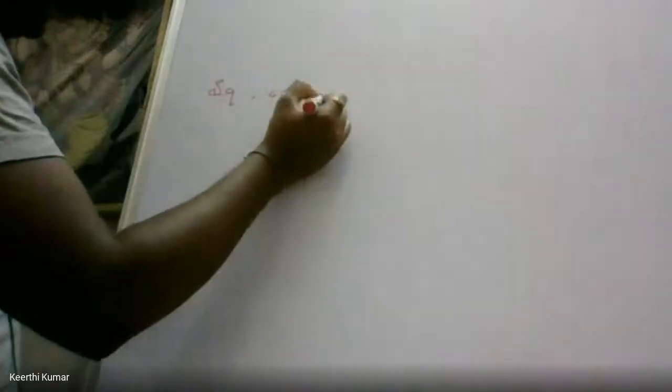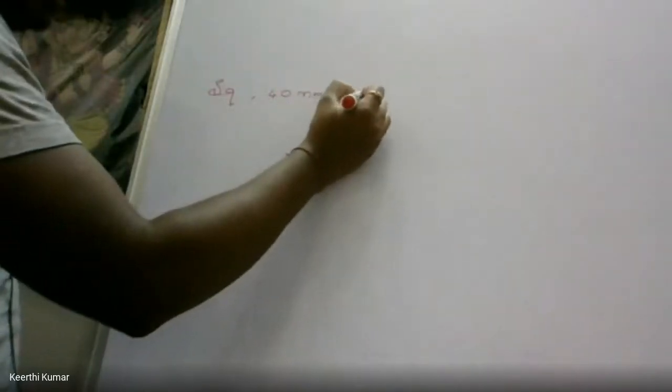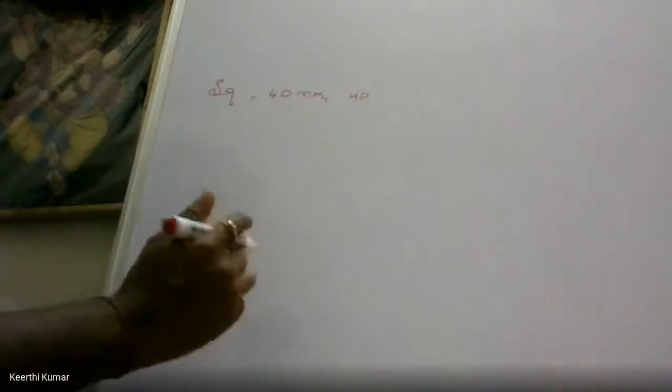He has given a square lamina of 40 mm size resting on HP. Whether it rests on one of its corners or edges, he has not directly mentioned. But he is telling a square lamina resting on HP such that one of its diagonals is inclined at 30 degree to HP. So that means, if you want to see, I'll draw it.